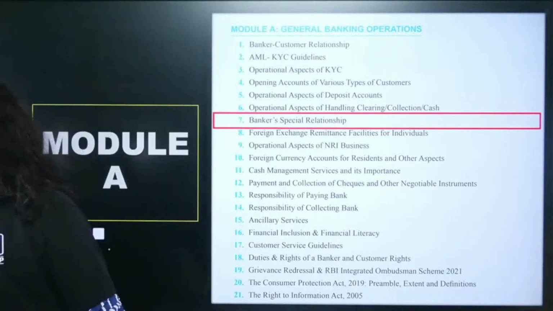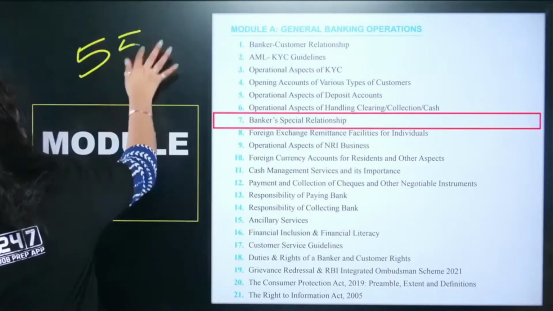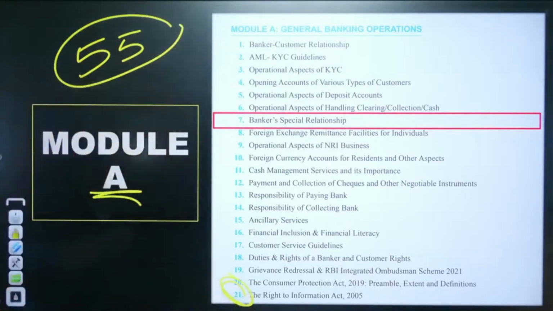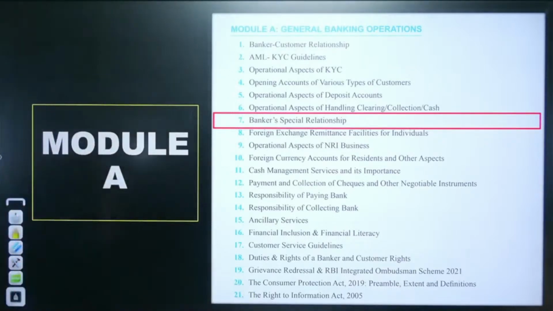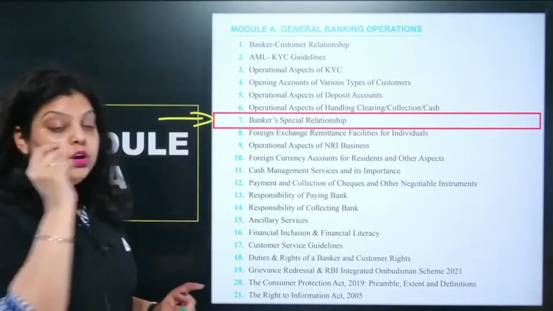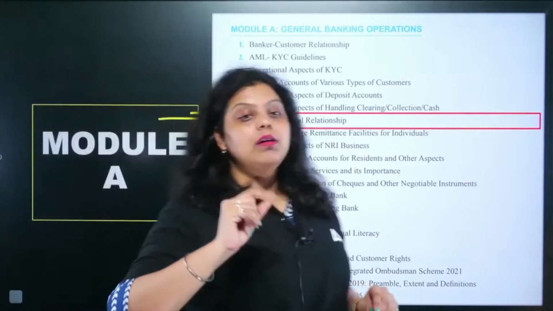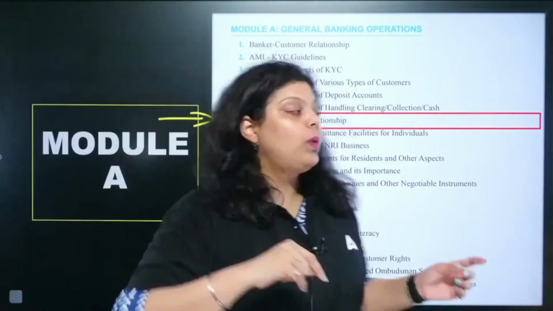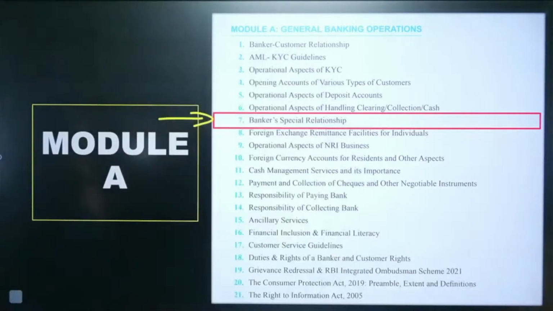55 units are there, but out of 55 units, you can see module A covers 21 units. This is the biggest syllabus in the JAIIB paper, and we have already taken 6 chapters. The next one we are going to discuss today is banker customer relationship, but the special relationship. In the first chapter, we discussed the general relationship between a banker and a customer. In this session we are going to discuss the special relationship between a bank and a customer. I hope it is clear to all of you.